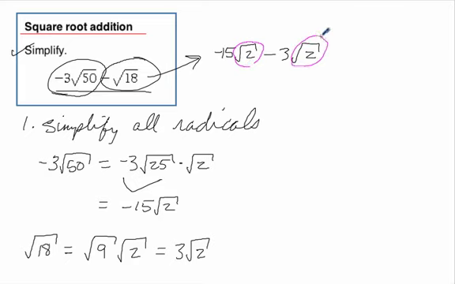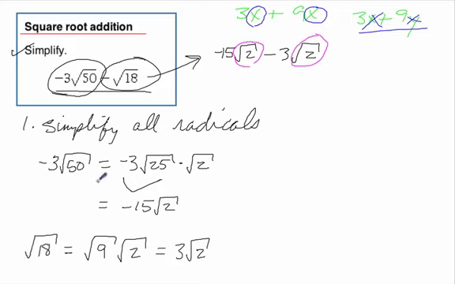So if we think of radicals, we think about them sort of like variables in that we have to have like terms to add or subtract. So another example would be if we had 3x plus 9x. Well, we see that those x's are alike, so those can add. But if we had 3x plus 9y, those do not match. So we couldn't simplify this.